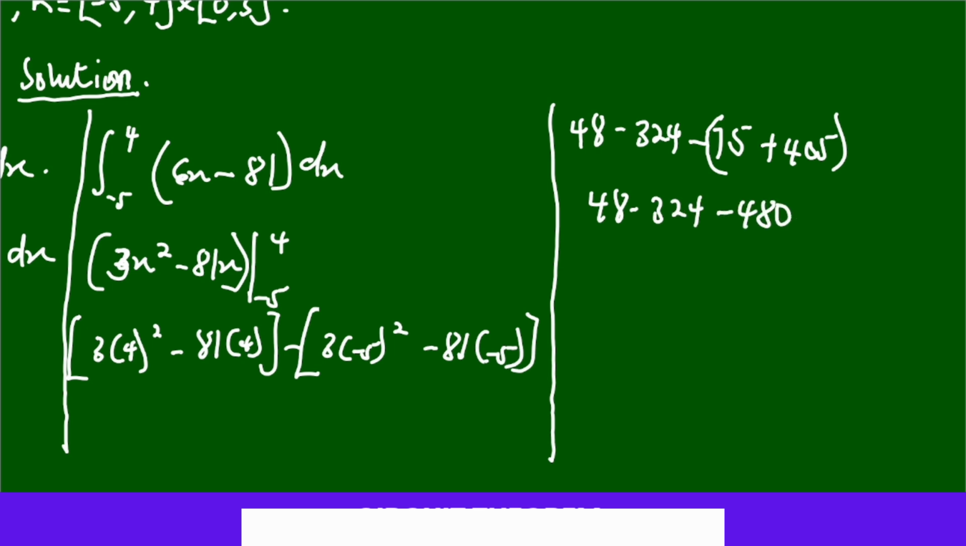So when I sum this whole expression, then I end up getting negative 756. So this is my integration under the given region.